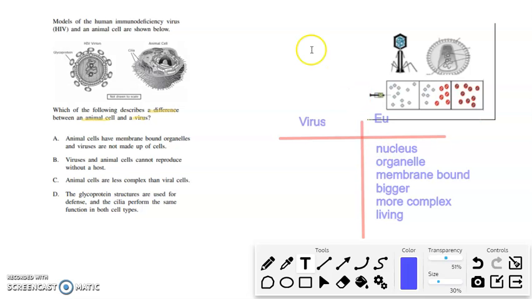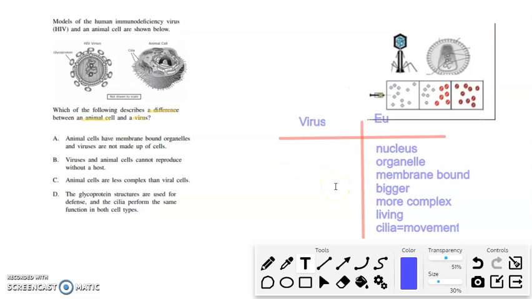Okay, and also on our picture here, it's pointing arrows to the cilia. The cilia is all about movement for the cell. Movement. Okay, now I'm going to be comparing the virus to the nucleus.